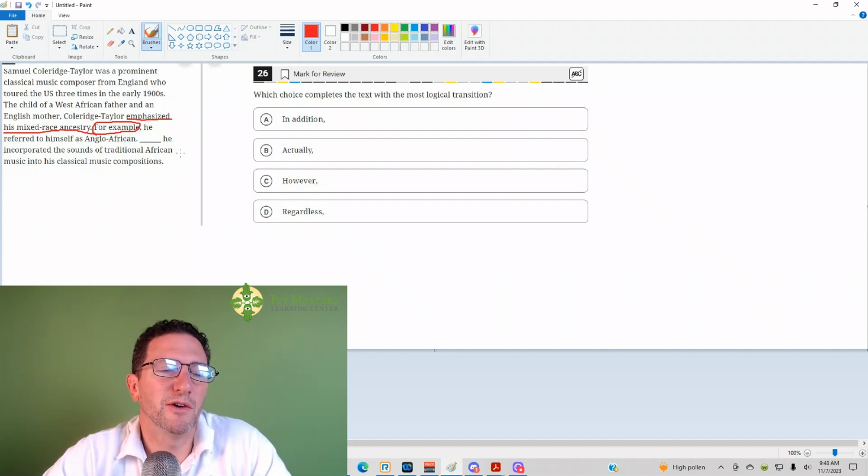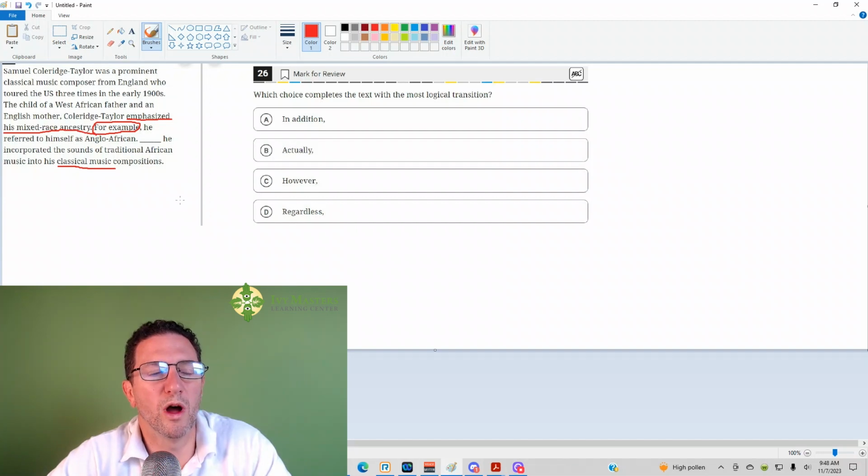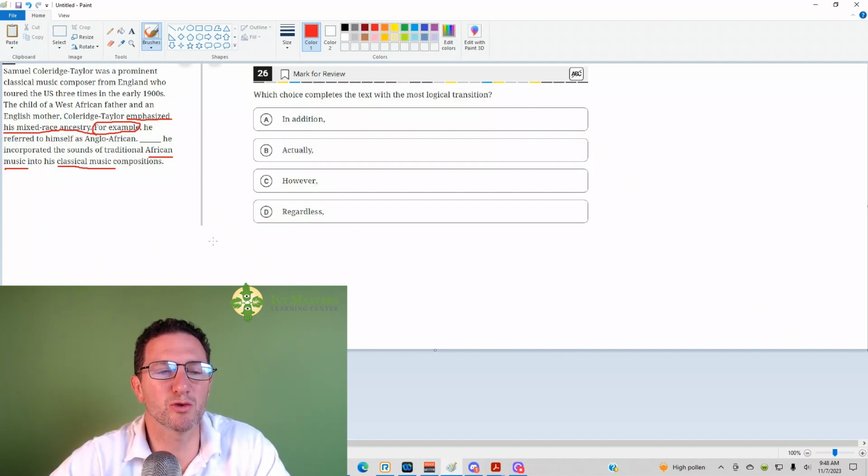Now, he doesn't say Anglo and African music into his classical music compositions. You've got to keep in mind that classical music is based in the West, so that's going to be the English part of it, is classical music altogether. So incorporating African music is how he's emphasizing his Anglo-African ethnicity, his mixed race ancestry, if you will. So what's the correct answer here?